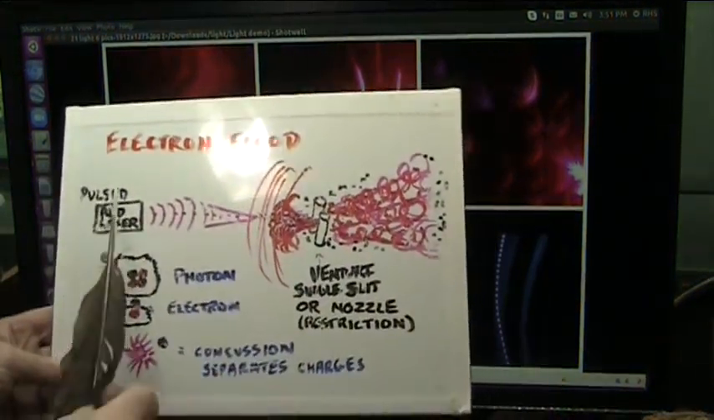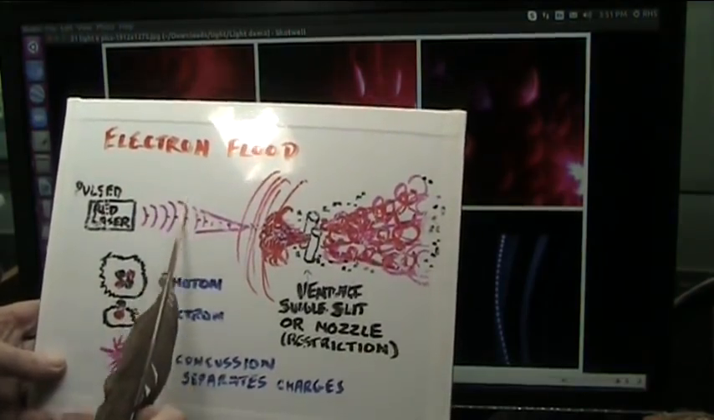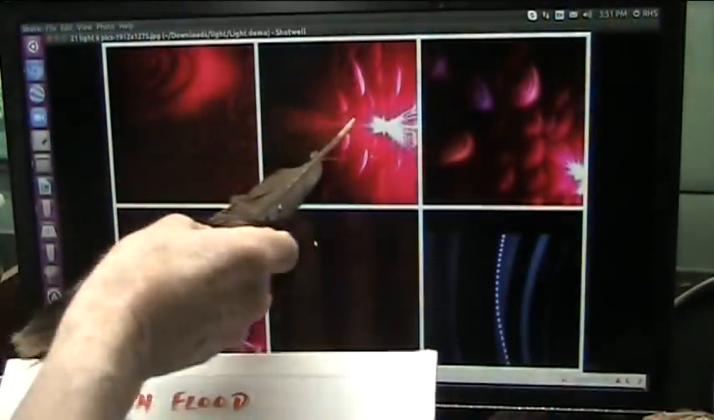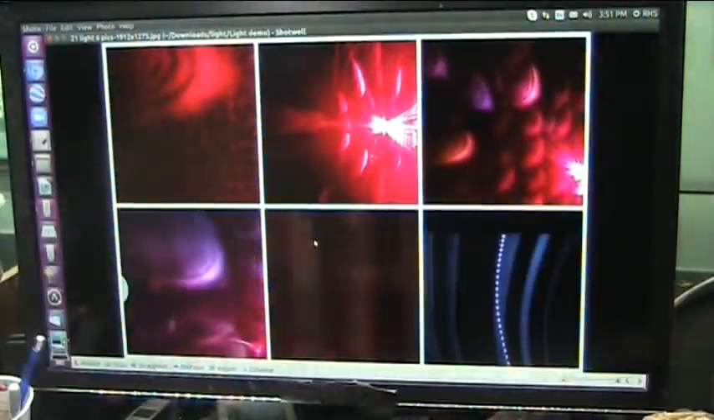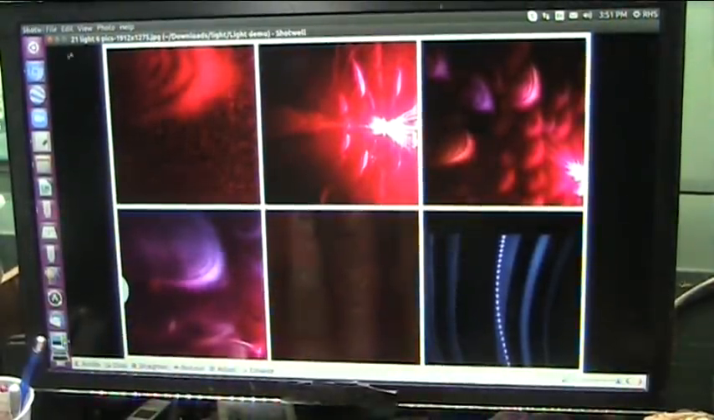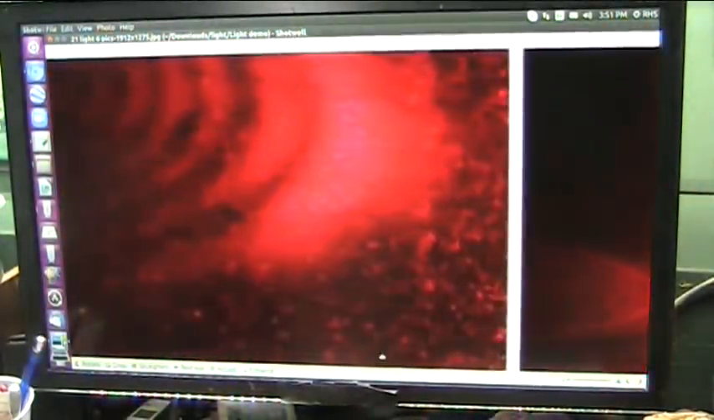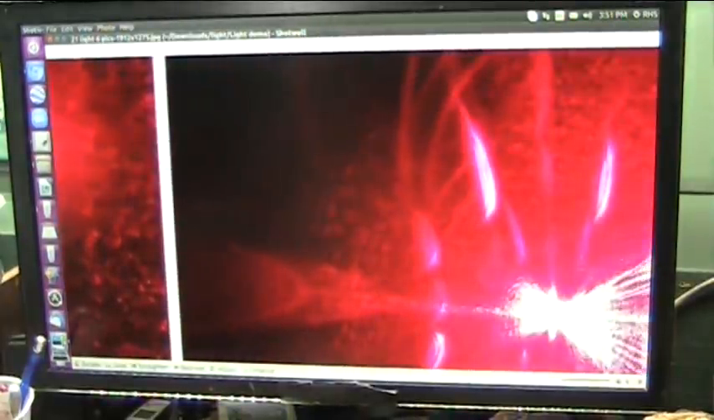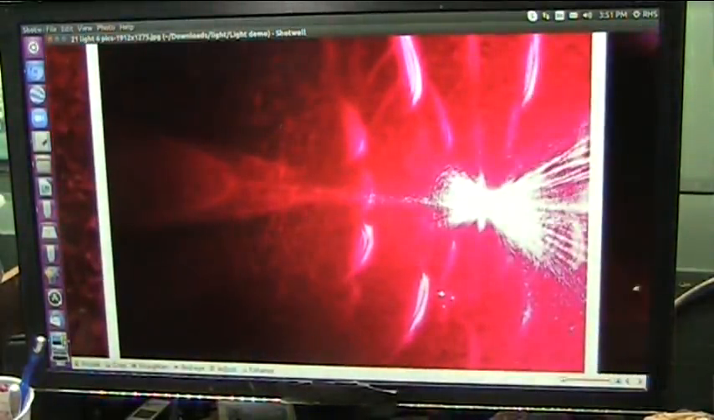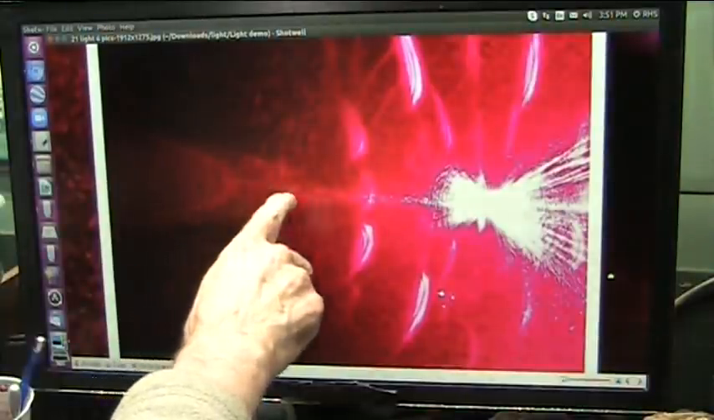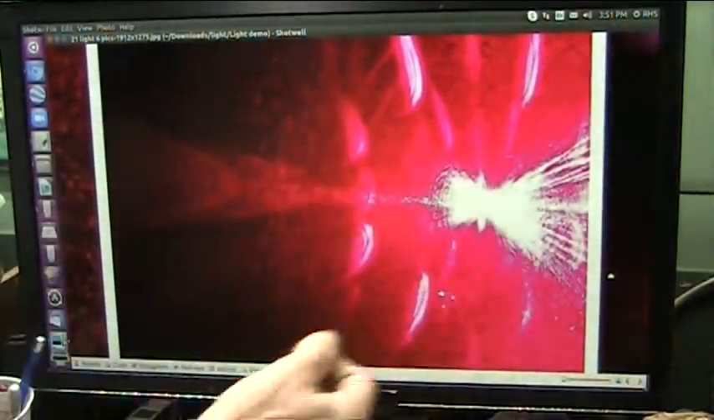Here it is, and that's what it is to here until it starts to approach the Venturi. Now we're there. So here we are at just a regular pulse red laser. Now here we are approaching the Venturi, and obviously you can see it's becoming a particle.